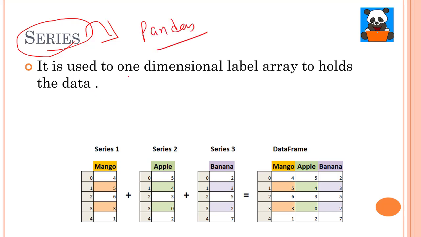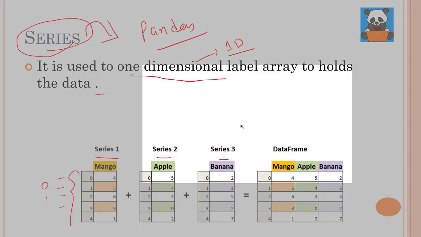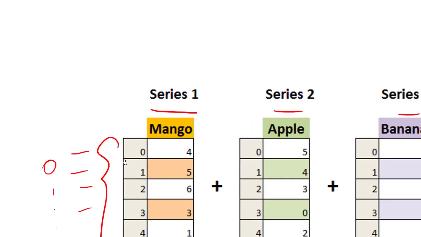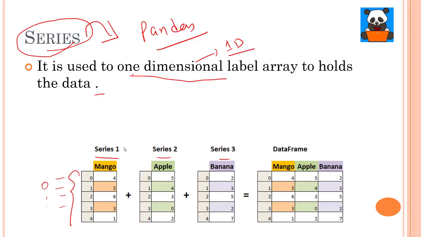So basically it is a one-dimensional labeled array that holds the data. That is the main reason we use the series. It's just one-dimensional. If you observe, this is a series, and a series is in a format that starts from zero and then continues in a continuous format. So this is what a series is: a continuous format, series one, 2, 3, 4.